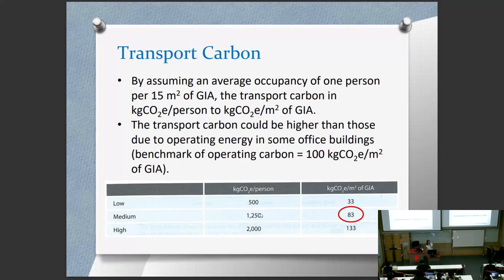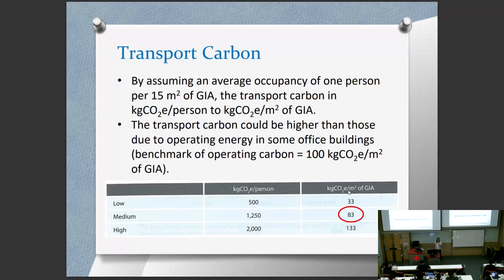And if we use an occupancy density of 15 square meter per person, then 1,250 is per person. And if we divide it by 15 square meter per person, 1,250 divided by 15, then we have 83 kg of carbon dioxide equivalent per square meter.